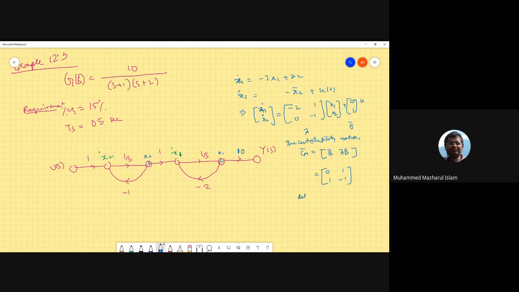So the determinant of CM would be... -1, not equal to 0. Therefore, the rank of CM is equal to 2. Therefore, the system is controllable.